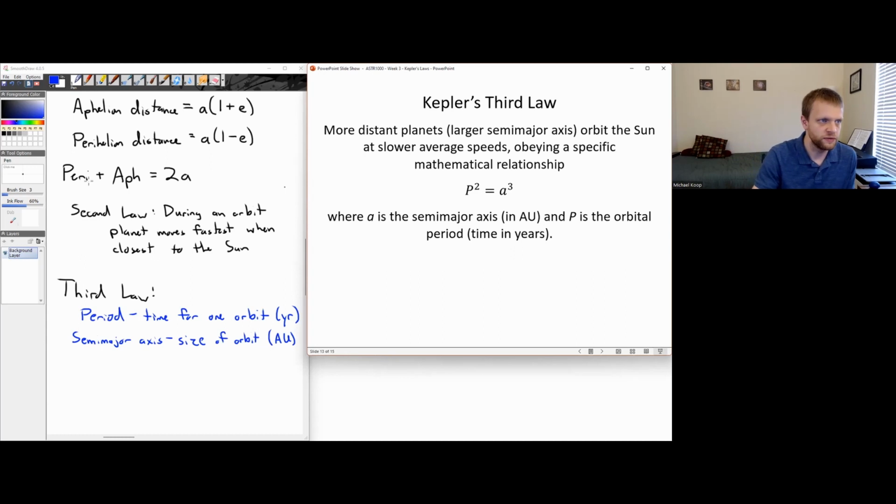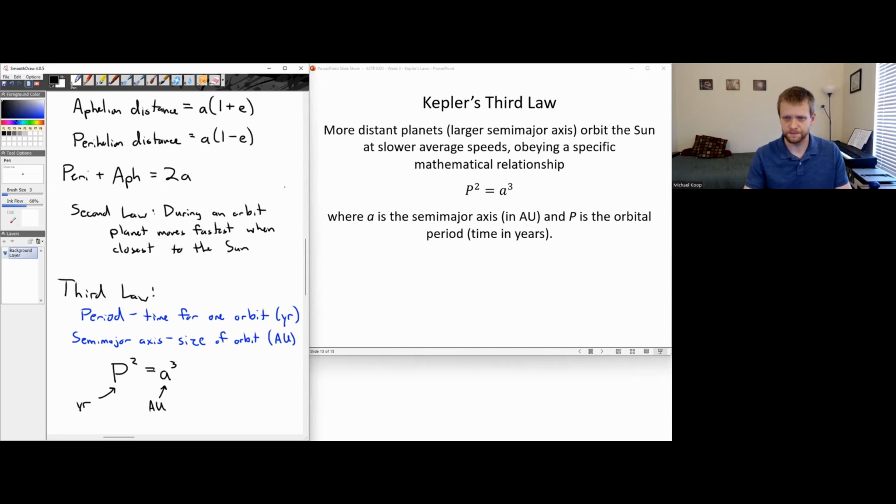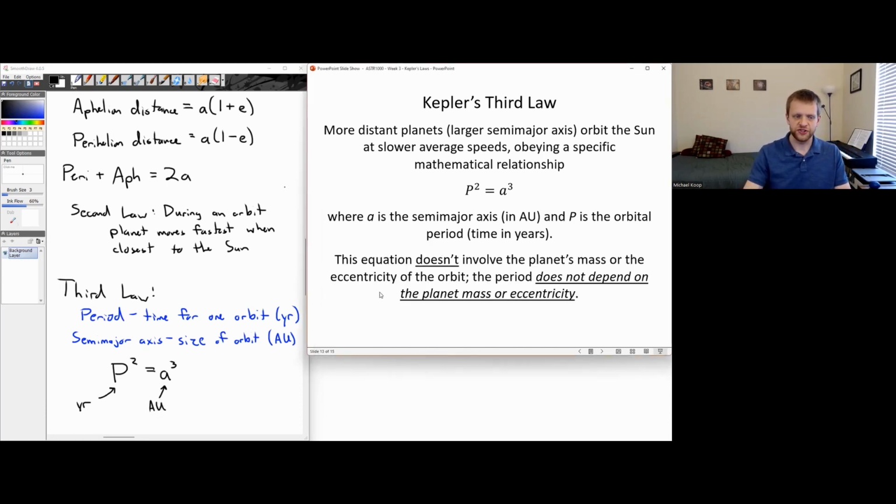But let me write down this equation. So the third law is the period squared equals the semi-major axis cubed, where again, the period is in years, and the semi-major axis must be in astronomical units. So with this, if I know the size of the orbit in astronomical units, I can use this equation to figure out the period. Or if I know the period of the motion, I can use this equation to figure out the size of the orbit, the semi-major axis.